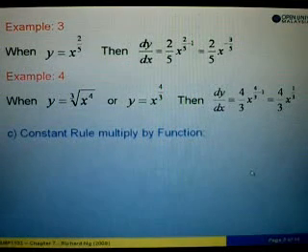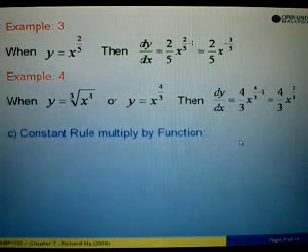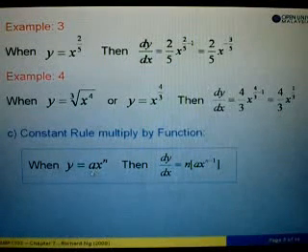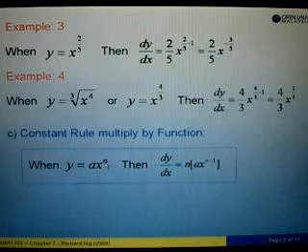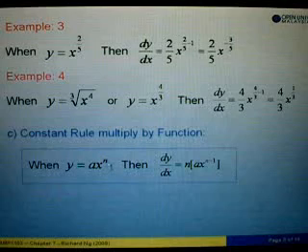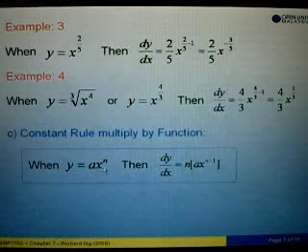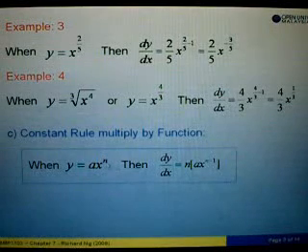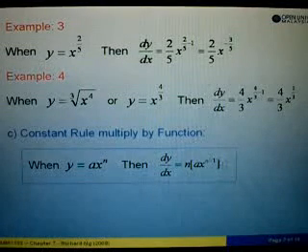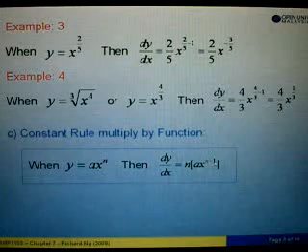Okay, let's look at rule number 3, which is known as the constant multiplied by a function rule. In this case, we have y equals a constant a times x to the power of n. Then dy over dx will equal, we take the power n times a, and then power minus 1. So we take out n first, times ax, and then the power is n minus 1.